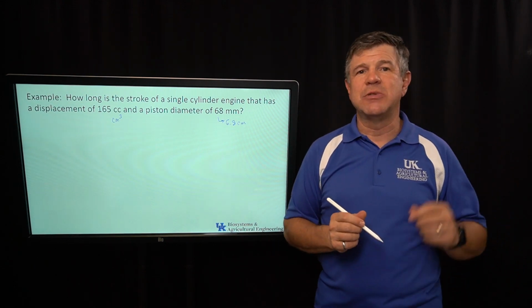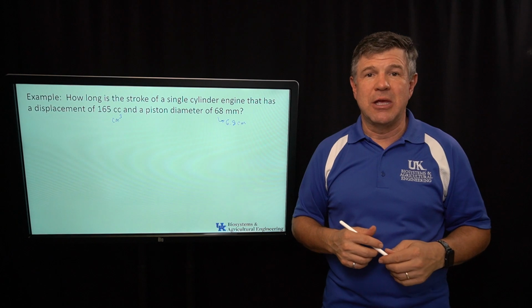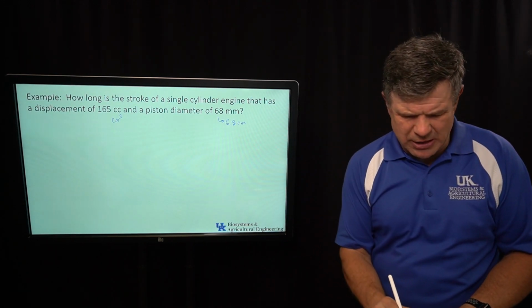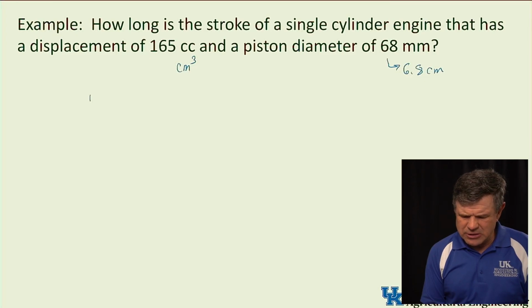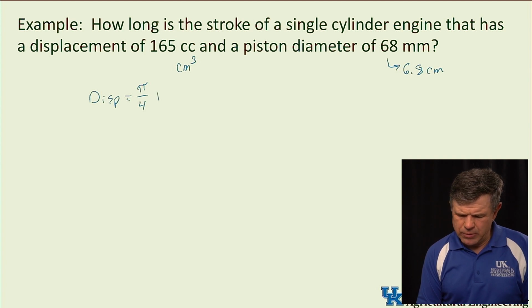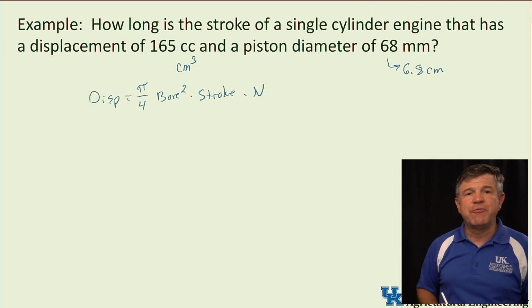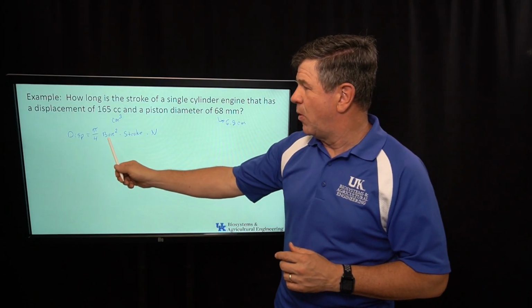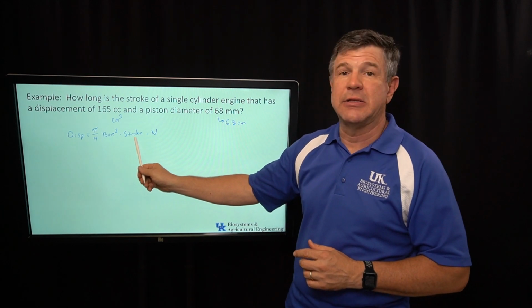So a couple different terms there, different units that we have to start getting used to so we make sure we understand that. Okay, so let's attack this problem now. Let's write down our equation. So our equation is the displacement is equal to pi over 4 times our bore squared times our stroke times the number of pistons that we have. Now, I have the bore, I have the displacement, I need to calculate the stroke.